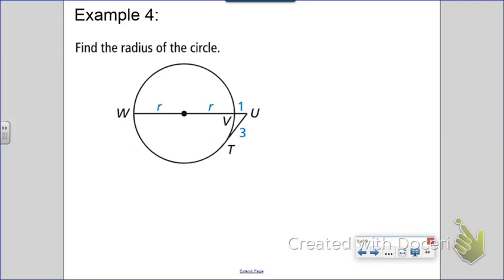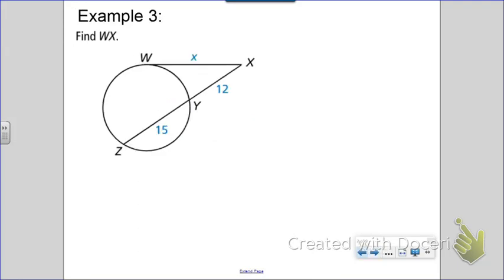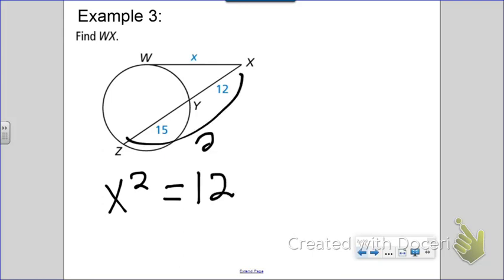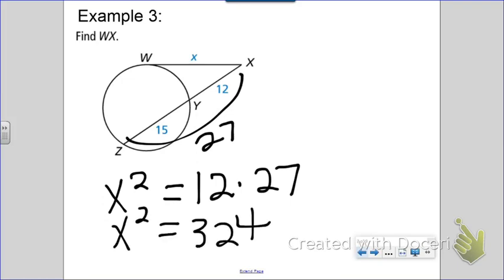In our last example, this was actually example 4. Let's go back to actually example 3. We have x times x, or x squared, equals x times 27. So x squared equals 324. The square root of that is 18.